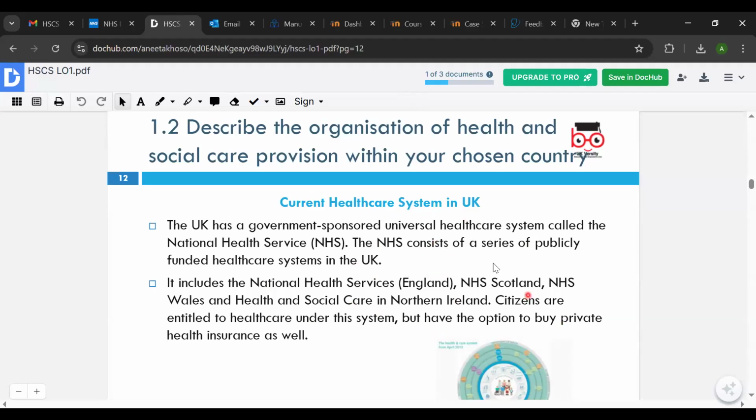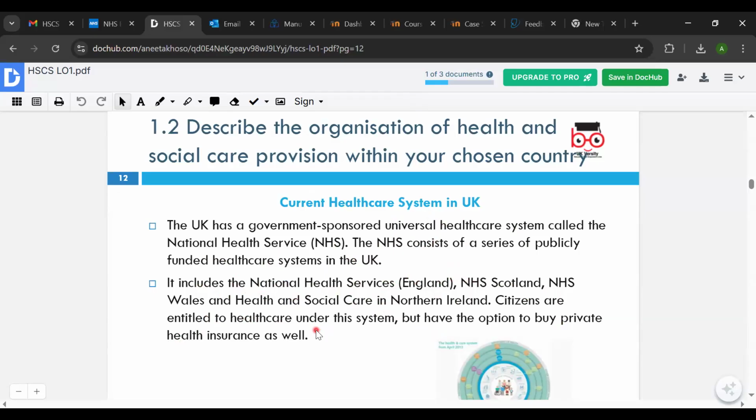So the NHS consists of a series of publicly funded healthcare systems in the UK. So it includes the National Health Services, the NHS England, NHS Scotland, NHS Wales, and Health and Social Care in Northern Ireland.